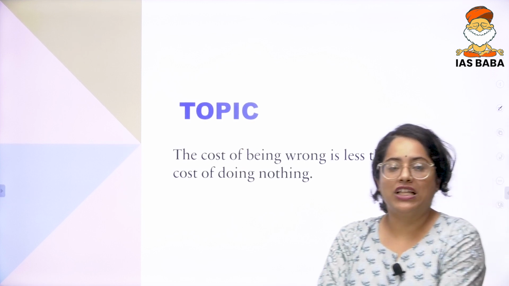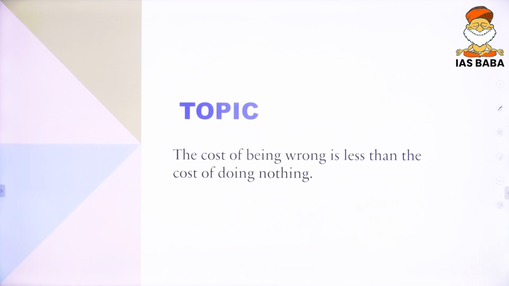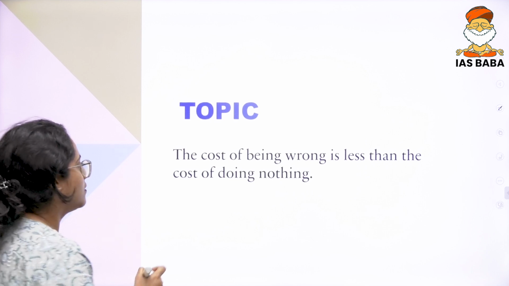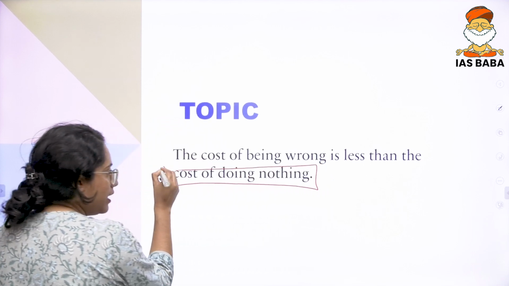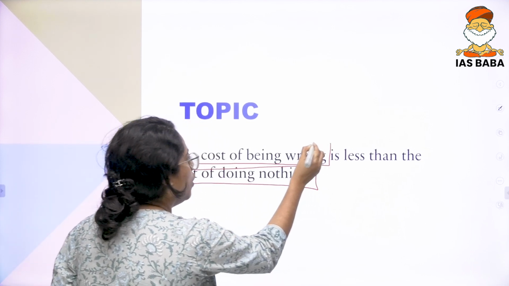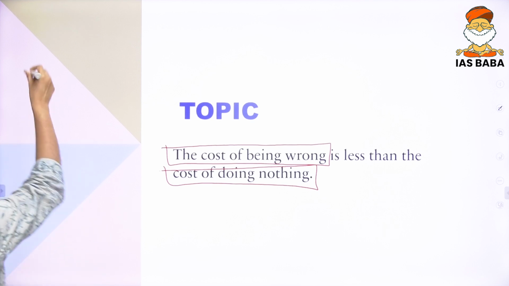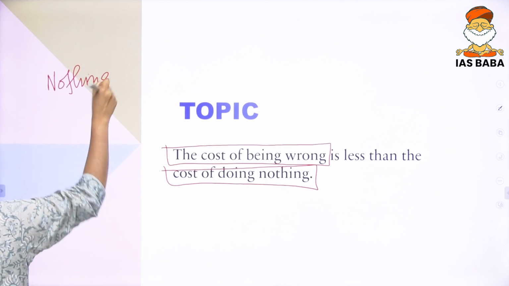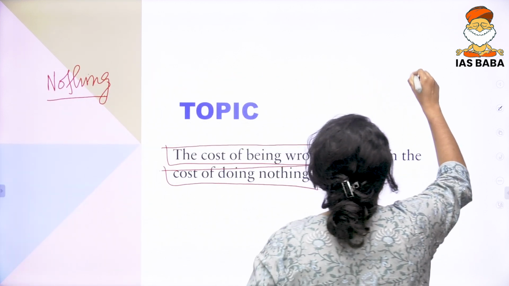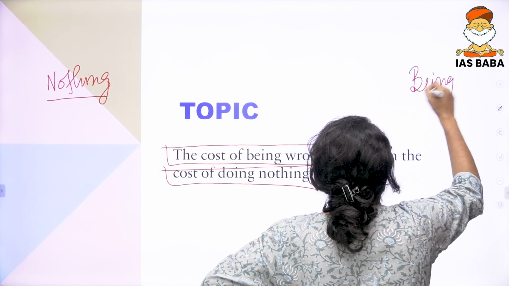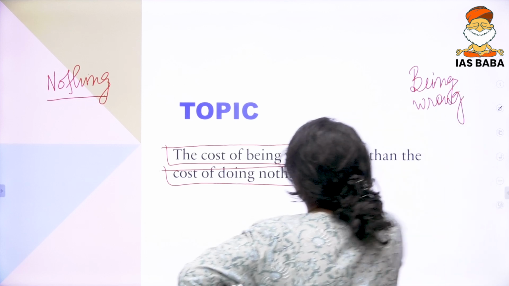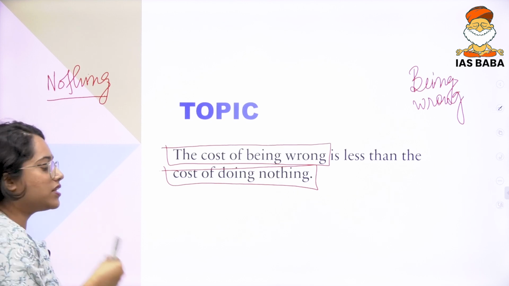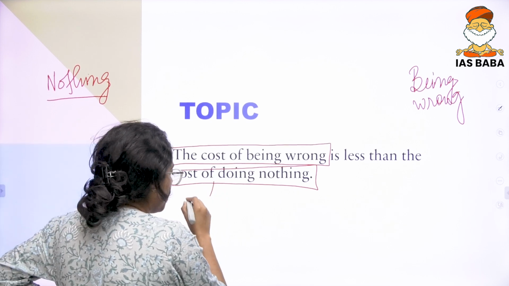Now moving forward to the last topic. The cost of being wrong is less than the cost of doing nothing. The cost of doing nothing and the cost of being wrong. Okay, let's do a comparative understanding. This is one topic where you can explore the cost of doing nothing. See, doing nothing always entails some kind of inaction.